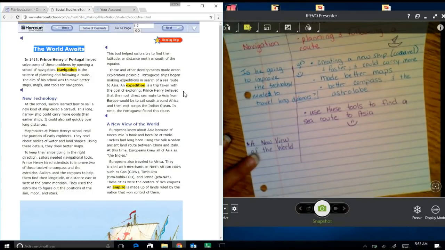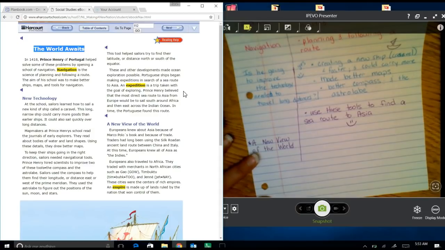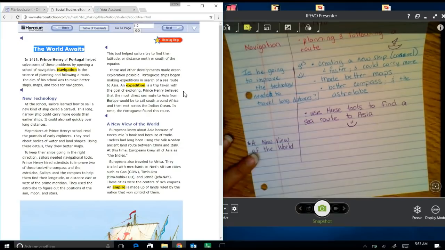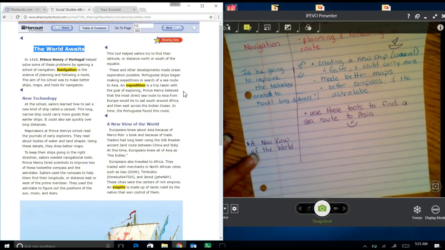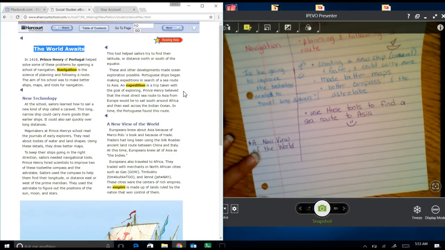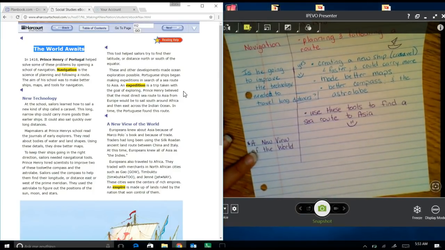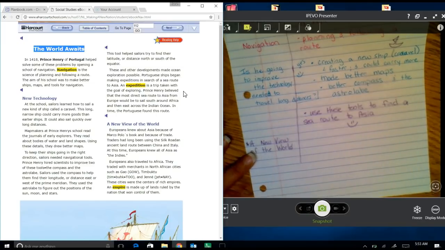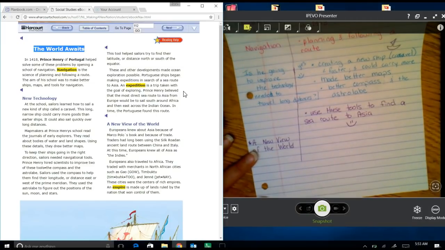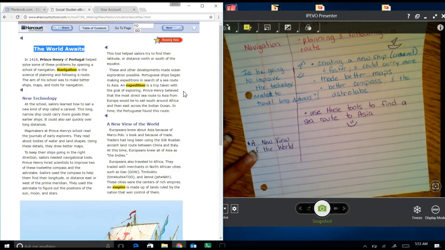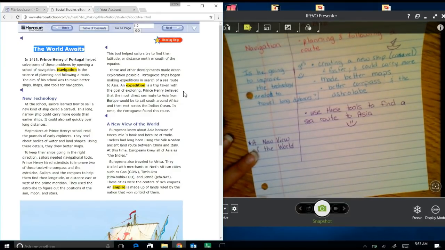Okay. Europeans knew about Asia because of Marco Polo's books and because of trade. Travelers had been using the Silk Road, an ancient land route between China and Italy. At this time, Europeans knew all of Asia as the Indies. Europeans also traveled to Africa. They traded with merchants in North African cities such as Gao, Timbuktu, and Jenne. These cities were the centers of rich empires. An empire is made up of lands ruled by nations that won control over them. Okay.